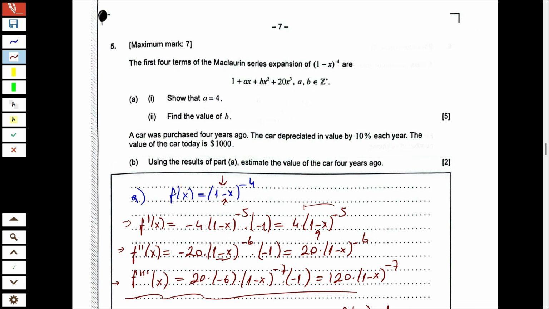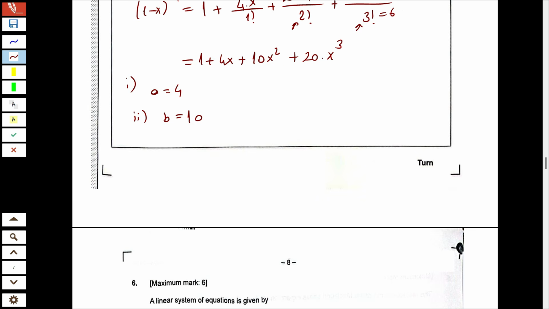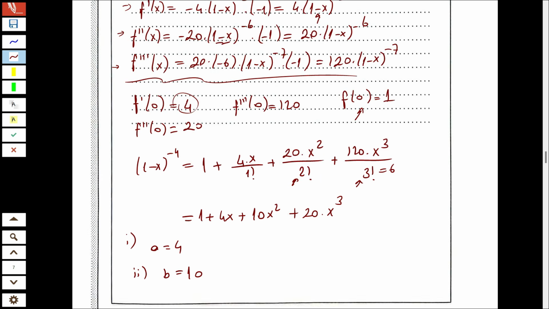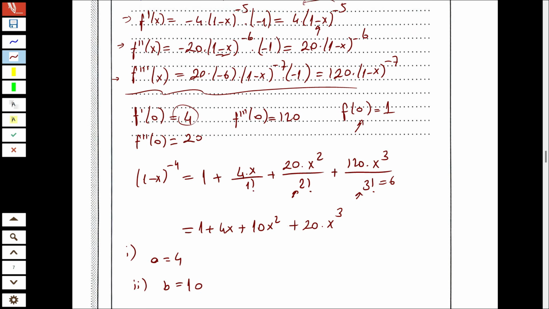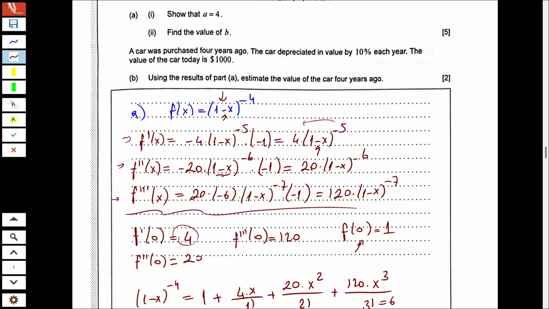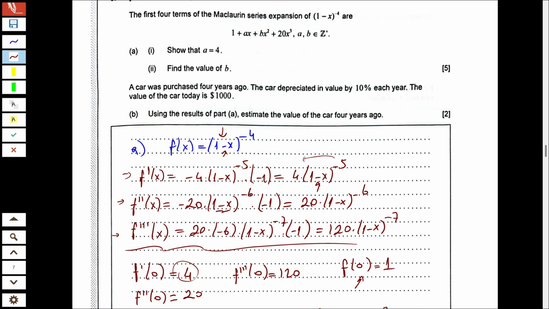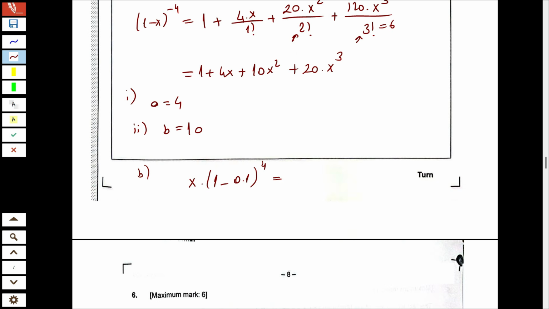Okay, we know that the car depreciated in value. We don't know the value of the car at the beginning. Let's call it the value of the car x at that time. But the value of that car is depreciated 10% every year, meaning 0.1 decrease. How many years pass? It is 4 years. And the current value of the car is now $1,000.